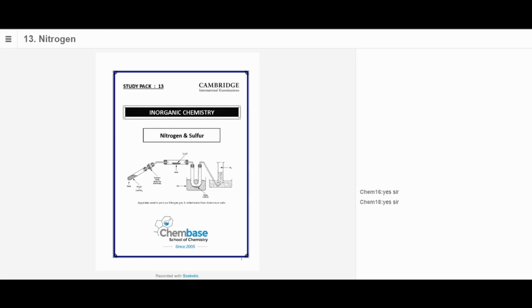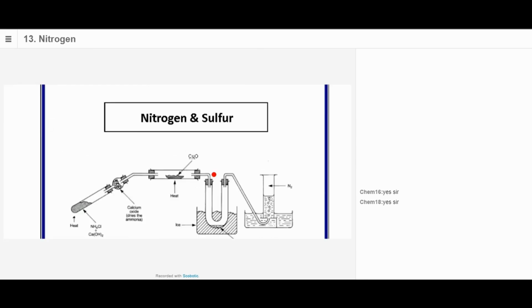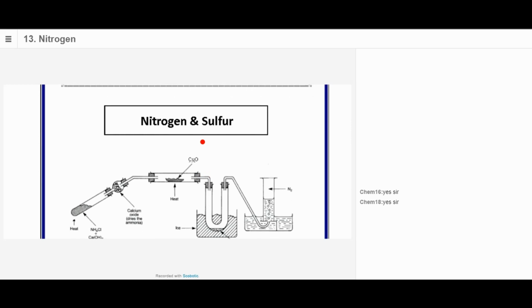So today I'll be starting on the last chapter, which is inorganic chemistry, study pack 13, nitrogen and sulfur. Last week we discussed in detail the chemistry of group 7, or group 17, and with this lesson we'll be completing the inorganic chemistry. In nitrogen and sulfur, we're studying the chemistry of nitrogen and the manufacture of ammonia in the Haber process, and sulfur and sulfuric acid, the details of it.